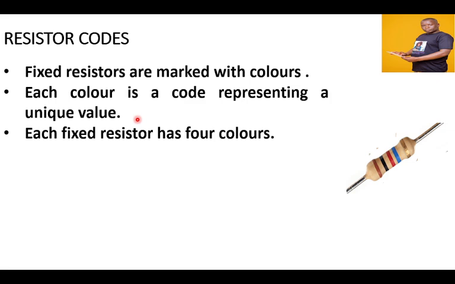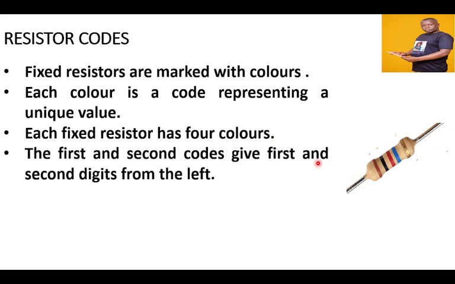So a standard fixed resistor has 4 colors. We are saying each fixed resistor, like the one we have here, has 4 colors. What do we use those colors for as we determine the total resistance of such a fixed resistor? Now, the first and second codes, here you see the first one is brown, the second one is black. You count from left to right, okay?